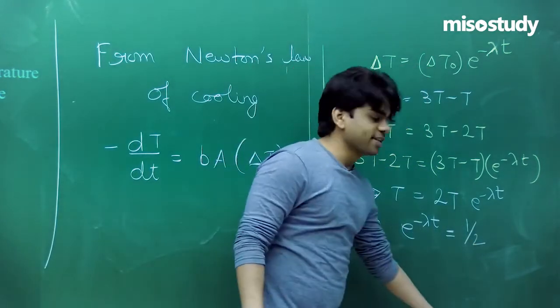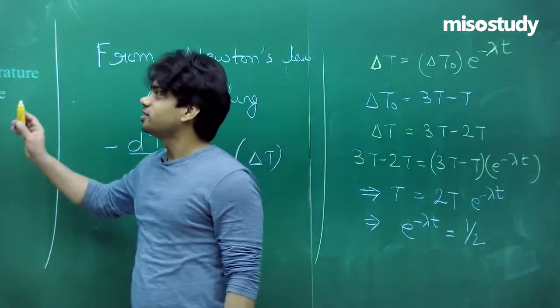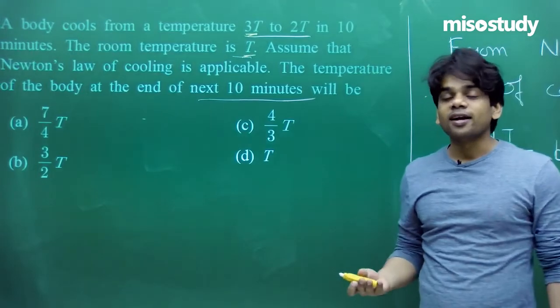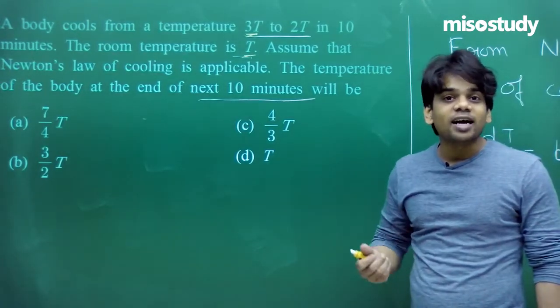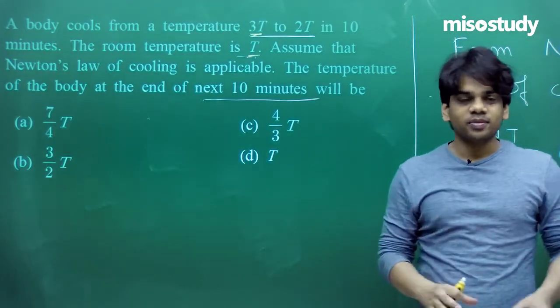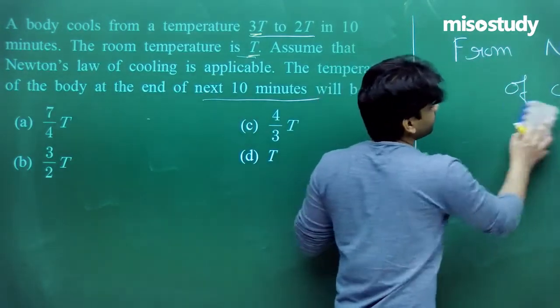For the next case, you see here the body temperature is changing from 2T to some new temperature. We have to put that, and we can say that now the temperature difference between the object and surrounding will be 2T minus T.